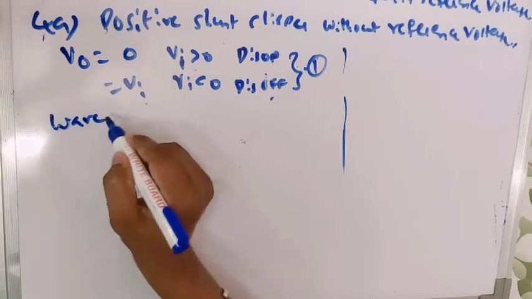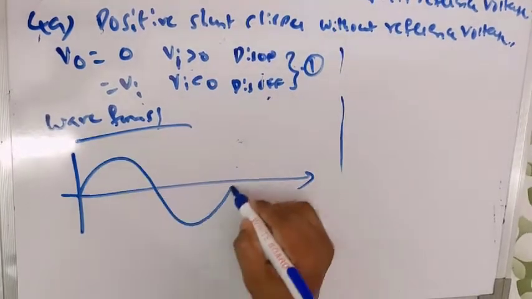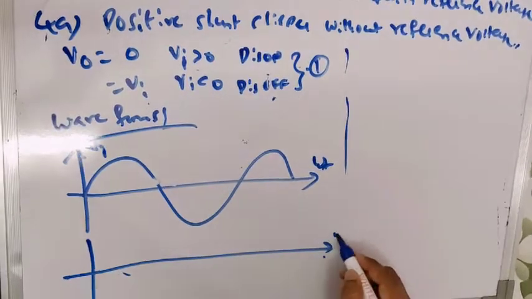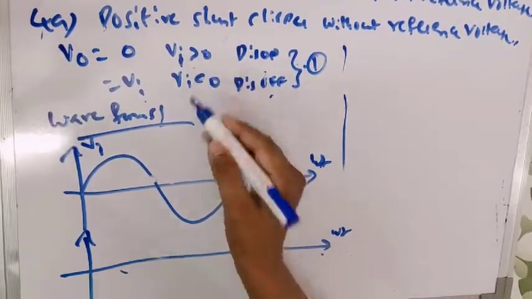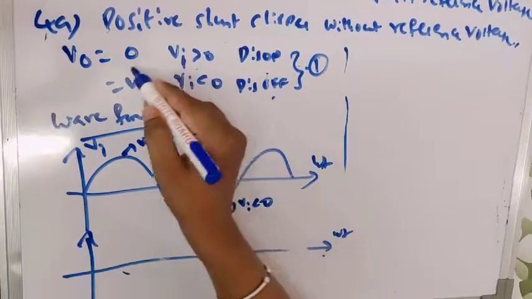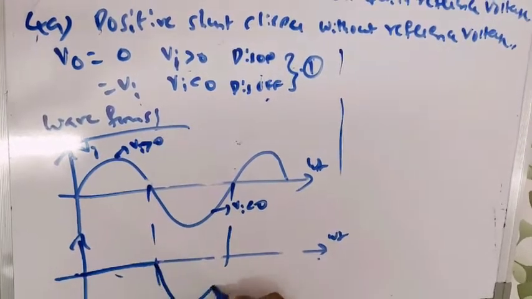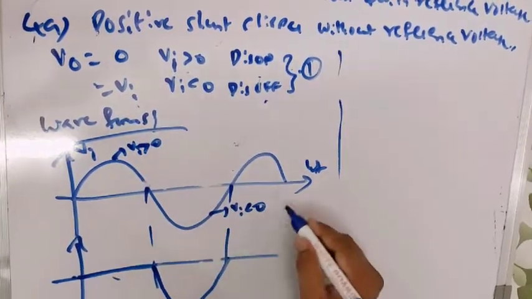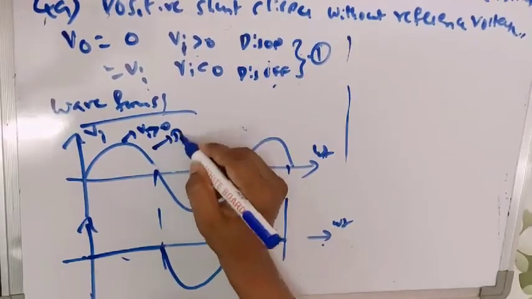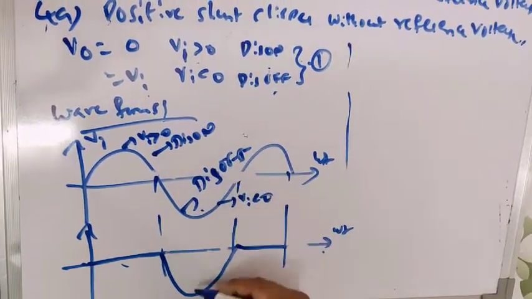So let us see the input and output waveforms here. This is the input waveform we are giving, and we'll see the output for it. During the positive portion, Vi greater than 0, the output will be equal to 0, and for Vi less than 0, the output follows the input. Again for Vi greater than 0, the output will be 0. That means here, Vi greater than 0, the diode is on, and here the diode is off. When the diode is off, it follows the input signal.